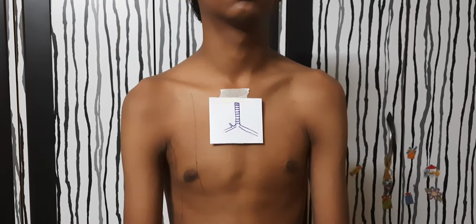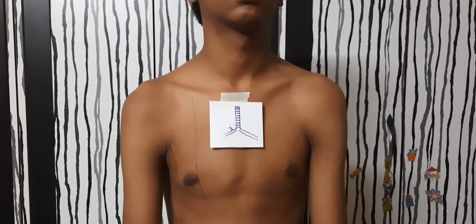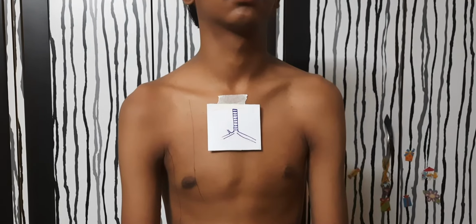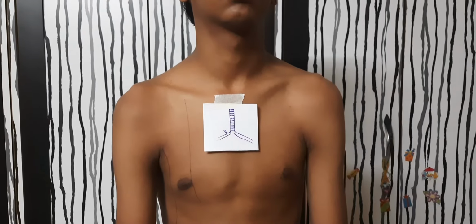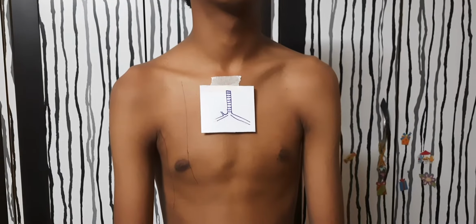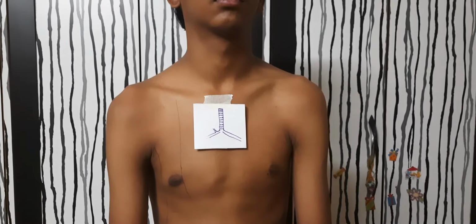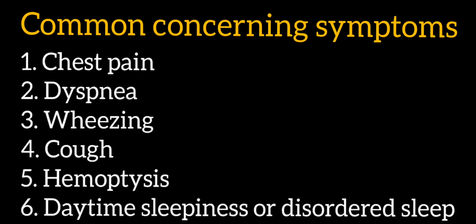The lung has two continuous pleural surfaces. The visceral pleura covers the outer surface of the lungs and the parietal pleura lines the pleural cavity. The visceral pleura lacks sensory nerves, but the parietal pleura is richly innervated by intercostal and phrenic nerves. The principal muscle for inspiration is the diaphragm, and abdominal muscles assist in expiration. There are some concerning symptoms you should ask the patient about: chest pain, wheezing, cough, dyspnea, hemoptysis, or any disordered sleep.